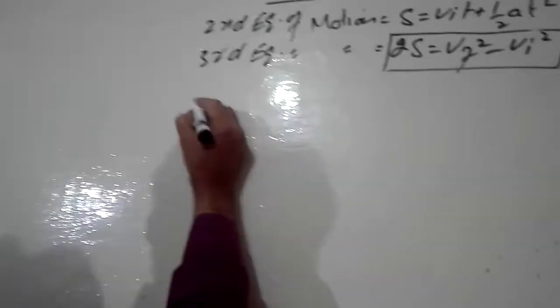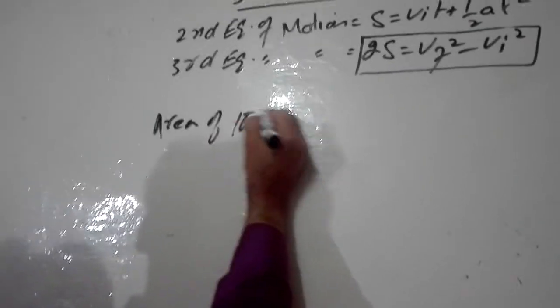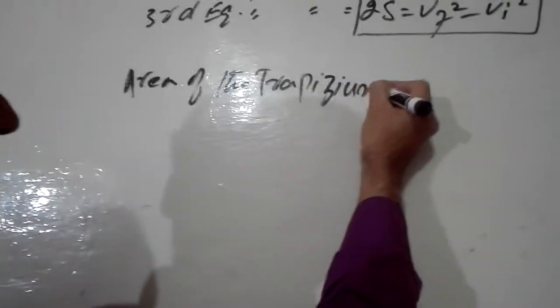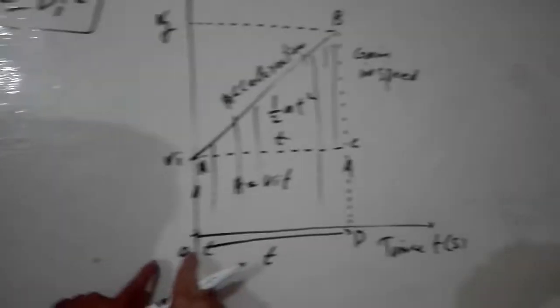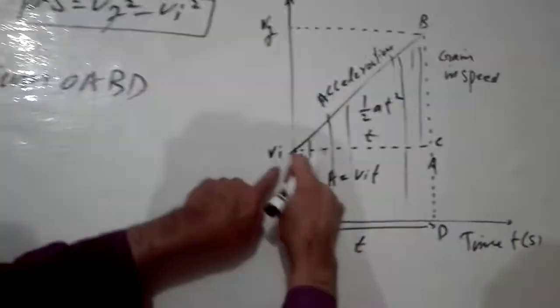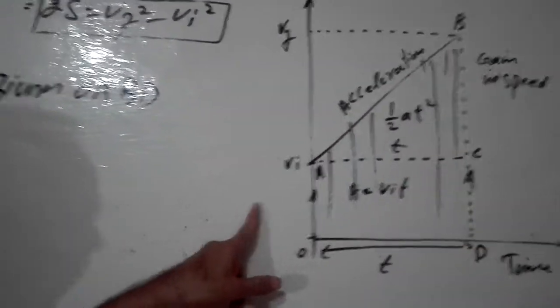So I will write the total area of the whole figure. Area of the trapezium. You can also write the name of the trapezium, OABD. The whole figure is a trapezium, a four-sided figure.